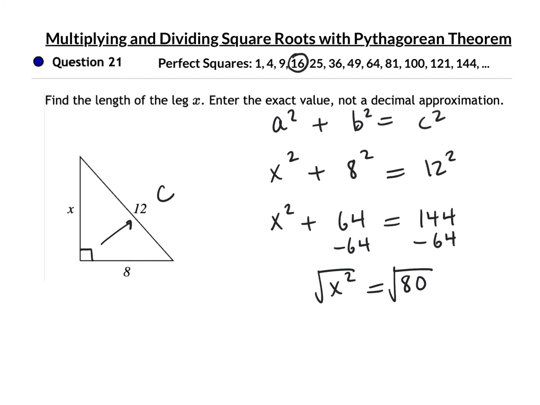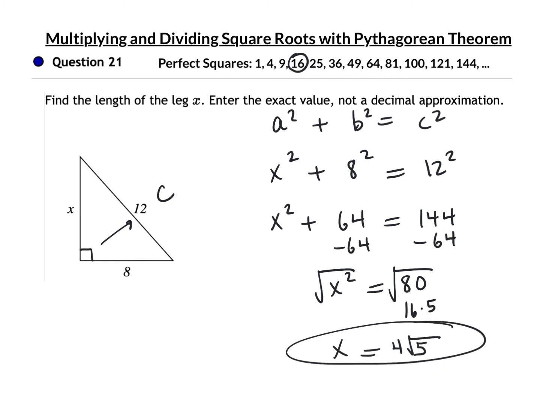I'm thinking of 80 as 16 times 5. This is under the square root. The square root of 16 goes out front of the root as a 4. Left underneath the root will be a 5. 4 root 5 is the answer.